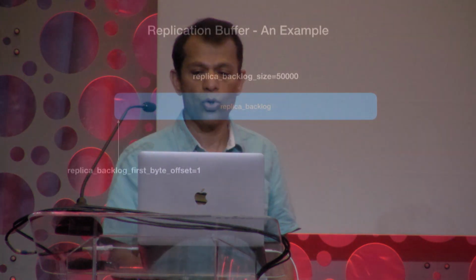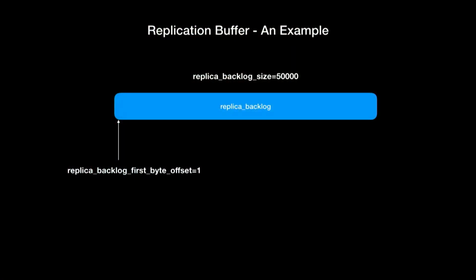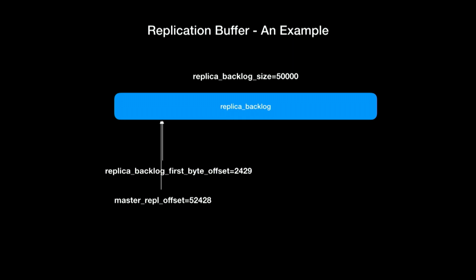Let's take a look at this using a quick example. So I have a replica backlog size of 50,000. And my first byte offset is 1. Let's say I write some 21K bytes. So my master replica offset moves. I write some more data. Now I'm near the end of my circular buffer. So I write some more data. My master replica offset moves to 52,000.